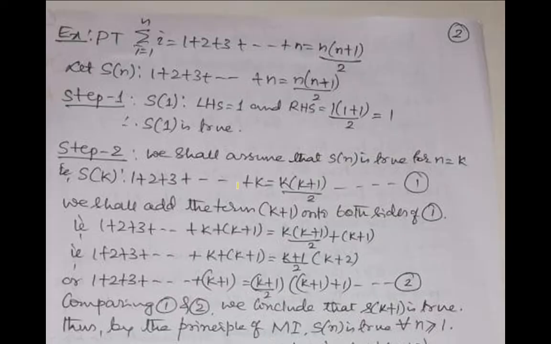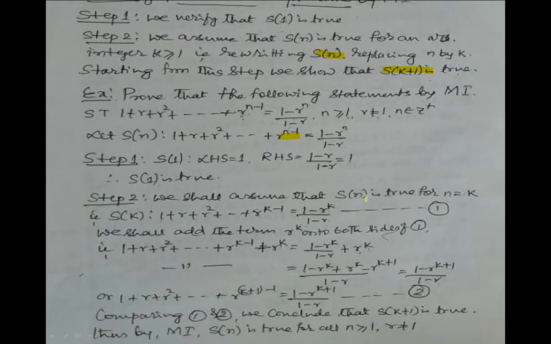Go to the next step. We shall assume that S of n is true for n equal to k, and then we shall prove the theorem for n equal to k plus 1 also. It means wherever there is n, put n equal to k. That's all. There is no change. The remaining terms will be the same. Call this statement 1. We shall add the term r raised to k onto both sides of 1.